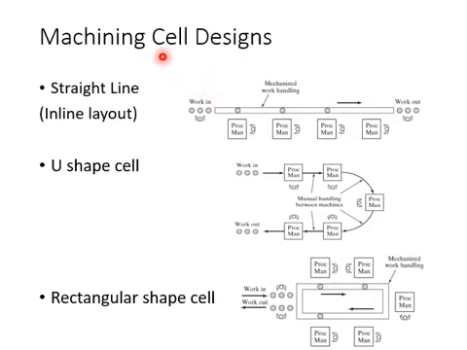Now coming to the machining cell design, an important consideration for the design of a machining cell is the part and material flow through the cell. Basically the cell flow patterns are of three types. First one is the straight line, which is also known as inline layout. Here you can see the material flows in a straight line. Then the second is the U-shaped cell, and the third pattern is the rectangular shaped cell.